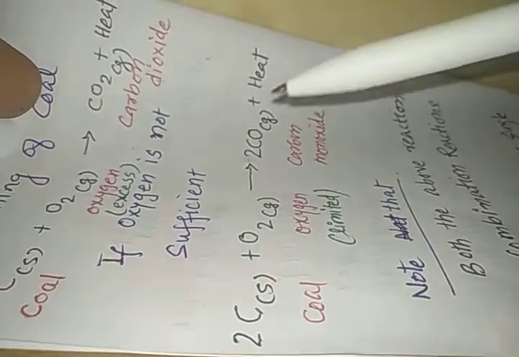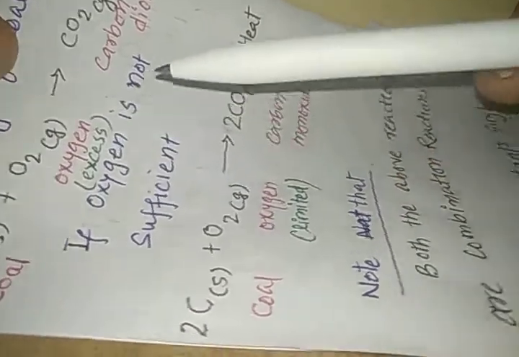Sometimes the oxygen which was present initially in an excess amount is not in excess but limited. That means if oxygen is not sufficiently available during the process of burning, what happens? Carbon again burns and combines with oxygen, but this time instead of carbon dioxide, your coal or carbon is going to be turned into carbon monoxide.